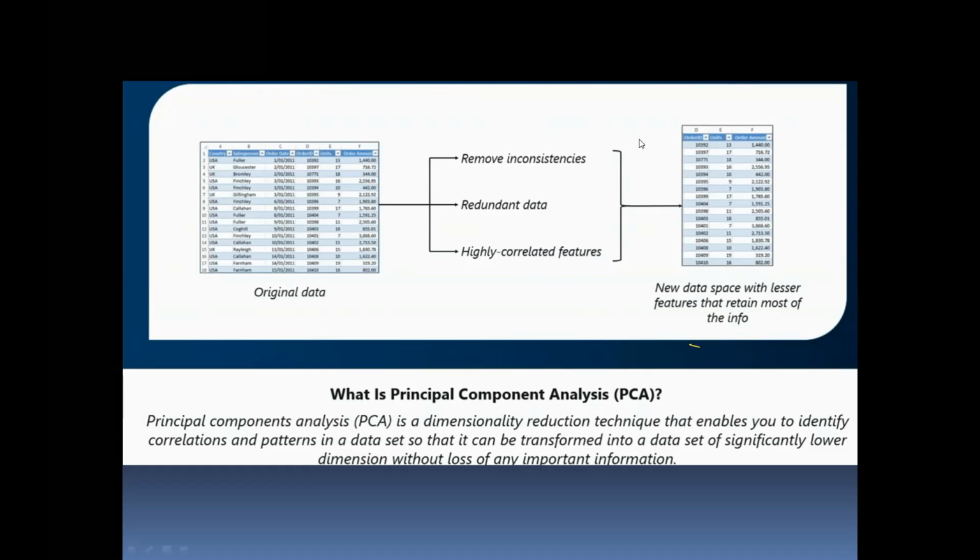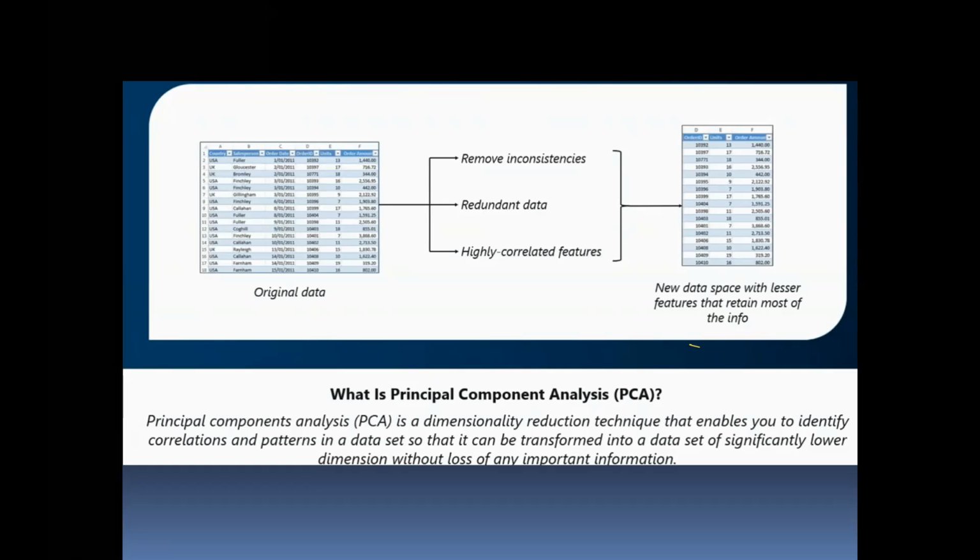From that we can attain a new data space with fewer features that retains most of the information. What kind of information is required depends on your application. It may be face detection, it may be face recognition, whatever it is. For this process, in this slide we have to know exactly what PCA is. What is the definition of PCA?